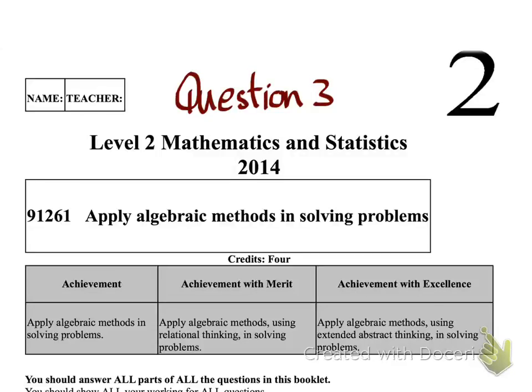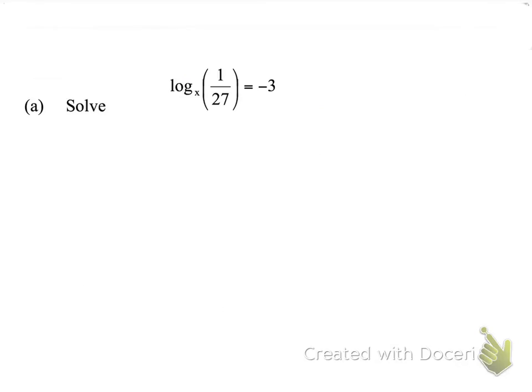Question 3. Well, this question might look hard, but we know that logs are powers. So we see that the power is -3 and the base is x. So let's write an equation with that. Now you're off to the right start. What does a negative power mean? How can we change that?